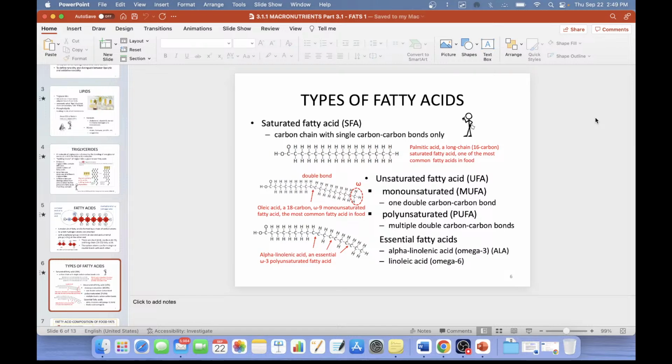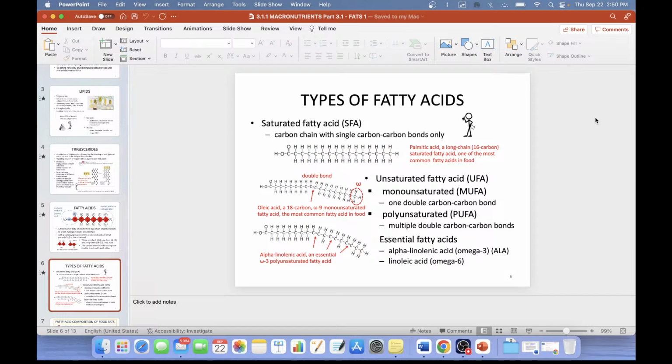And the two carbons that have a double bond, each of them is only attached to one hydrogen, not to two. So that is what unsaturated means. It means that it has less hydrogen than it could have. Okay? It's not full of hydrogen.